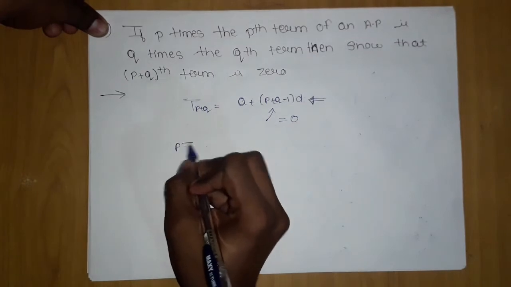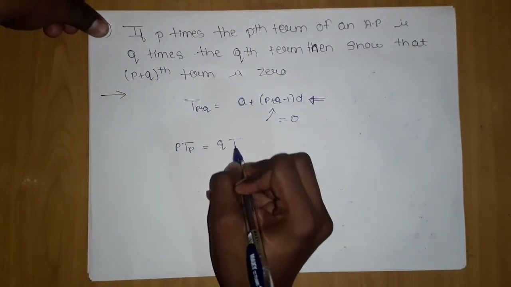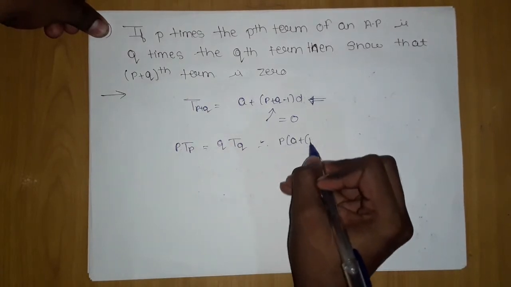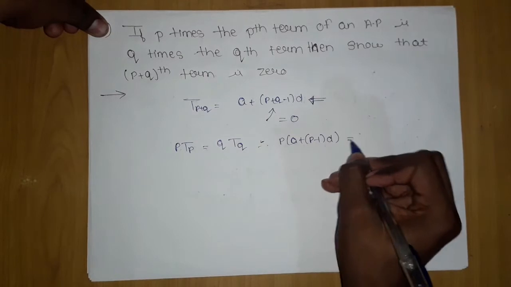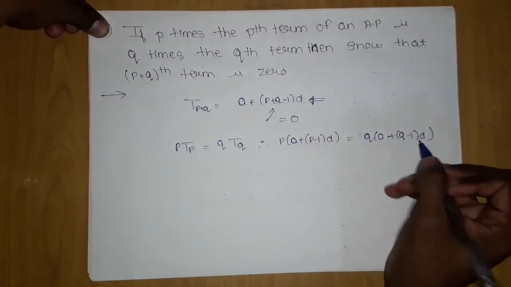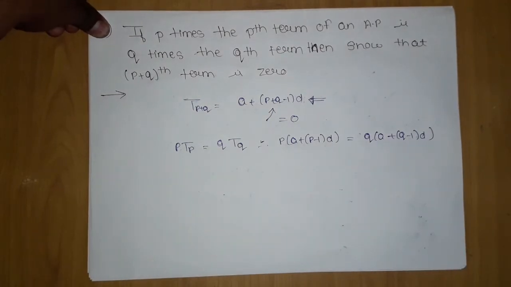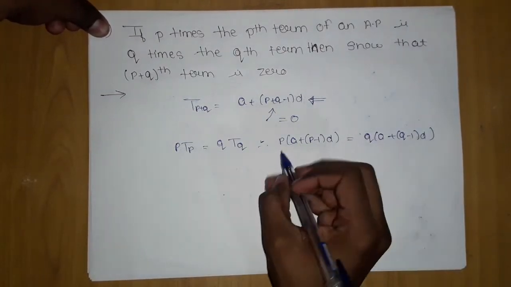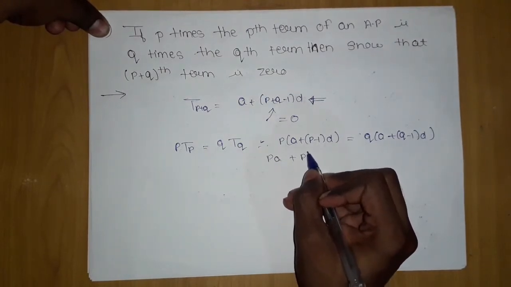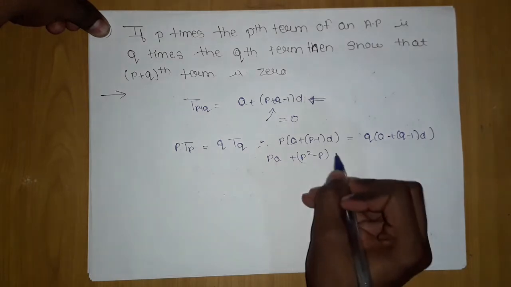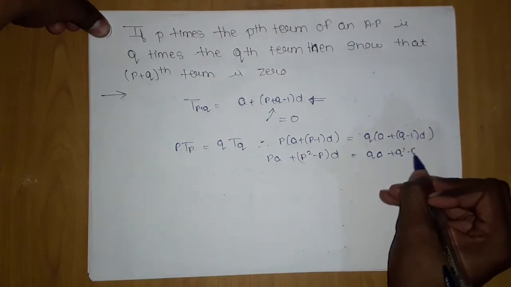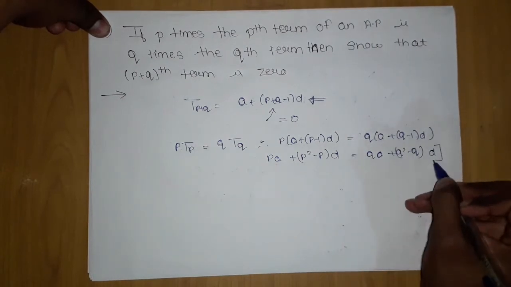P times tp is equal to q times tq. Now when we simplify it, what do we have? P into a plus p minus 1 into d, and q into a plus q minus 1 into d. Now if we bring the things here, we have pa plus p square minus p into d is equal to qa plus q square minus q into d. We got both the things.